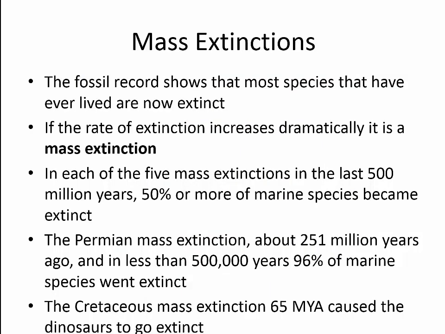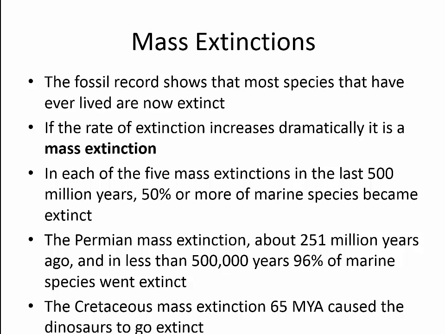It's not just a Cambrian explosion, there are also mass extinctions. The fossil record shows that most species that have ever lived are now extinct. If the rate of extinction increases dramatically, it is called a mass extinction. In each of the 5 mass extinctions in the last 500 million years, 50% or more of marine species became extinct.